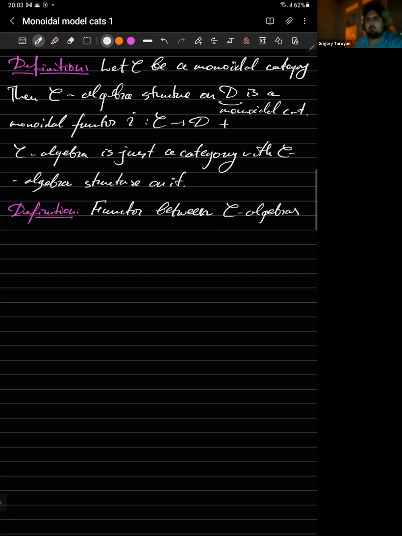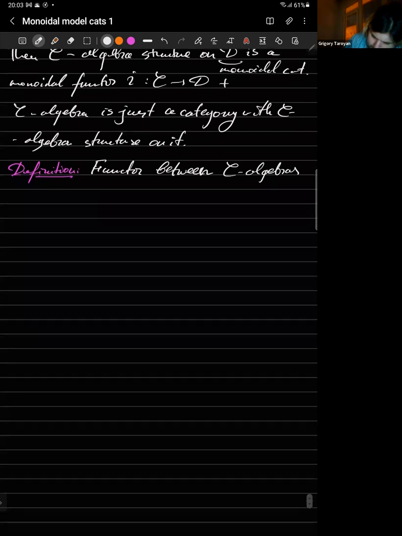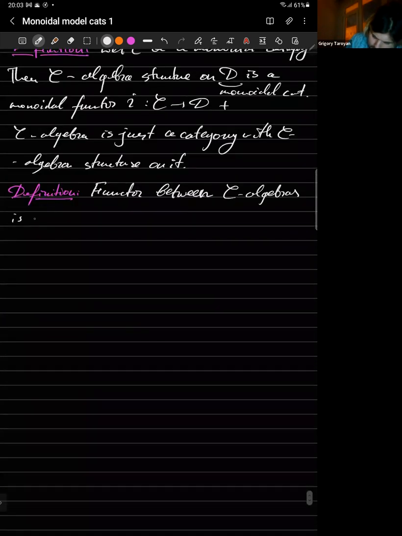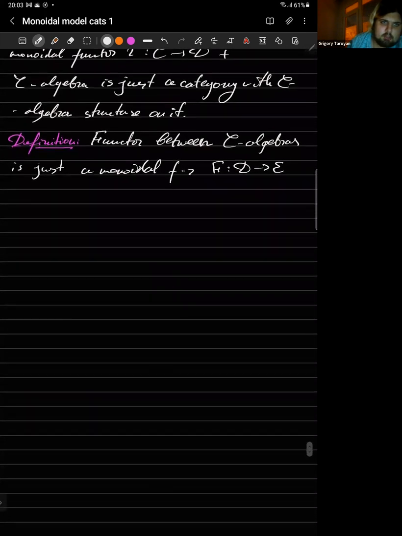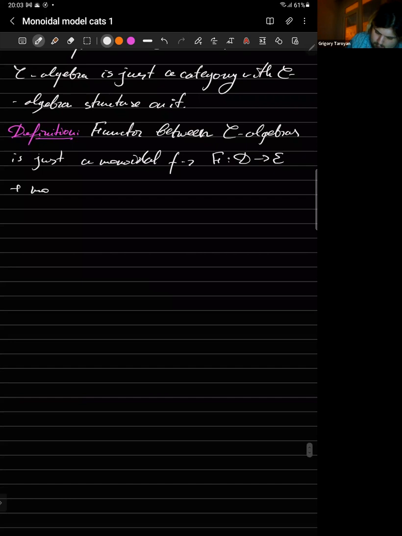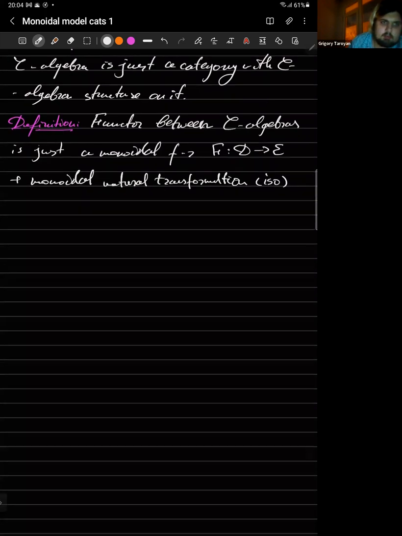So now, since I've defined what a C algebra is, I can now define a C algebra functor. So a functor between C algebras is just a monoidal functor from D to E, where D and E are C algebras, plus a monoidal natural isomorphism.